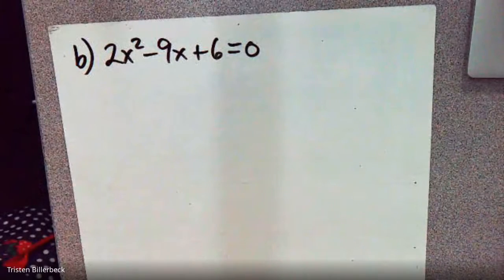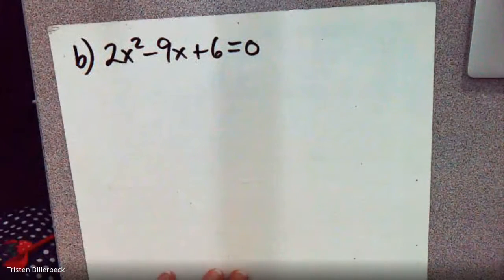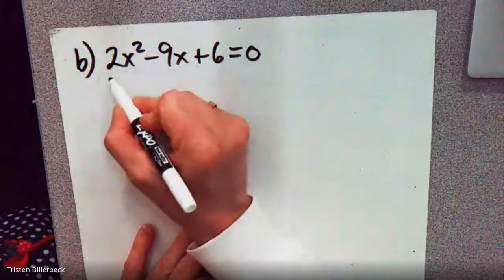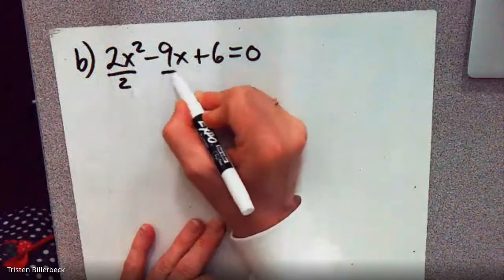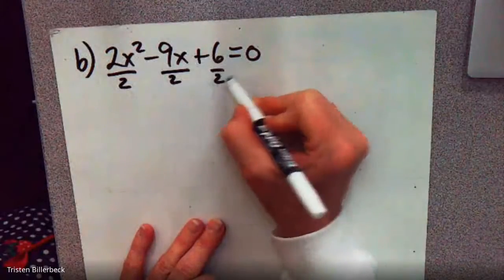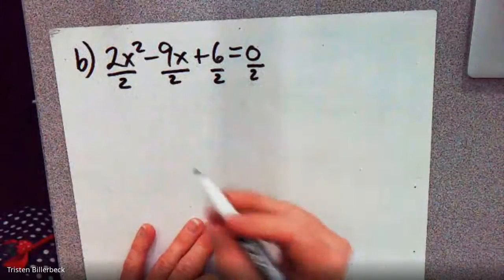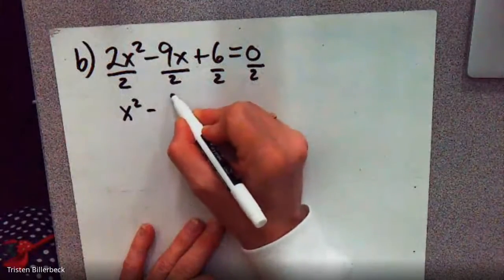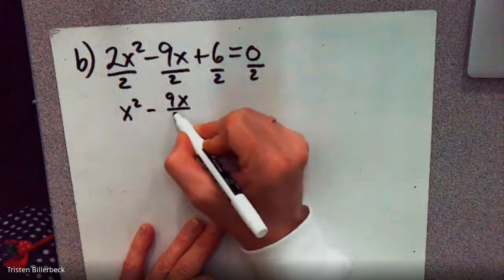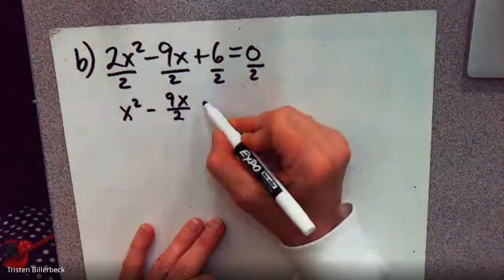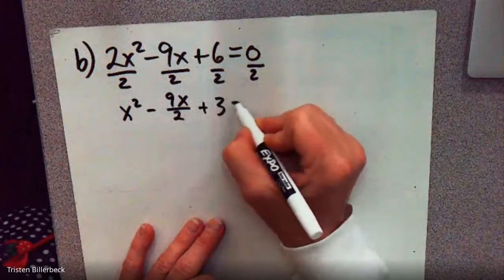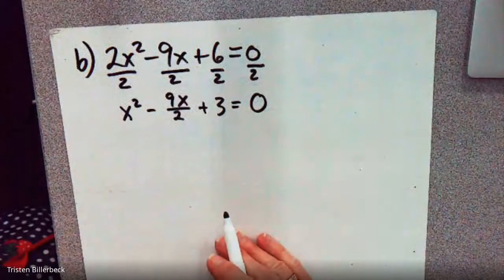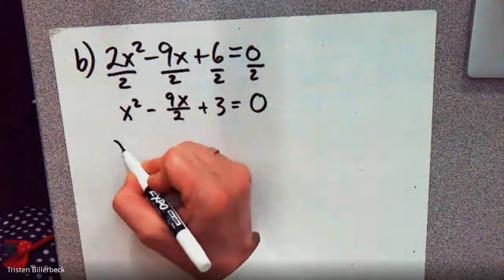So first, when we have something like this, what we have to do is get this in terms of x squared with a coefficient of 1. So we need to divide everything by 2, including 0. So that gives us x squared minus 9/2 x plus 3 equals, and 0 divided by 2 is still 0. Okay, so we're going to complete the square.